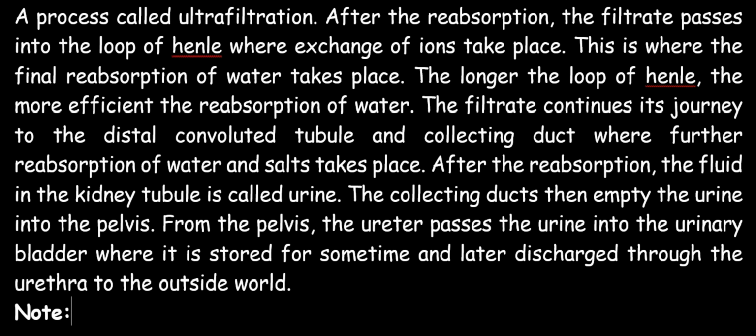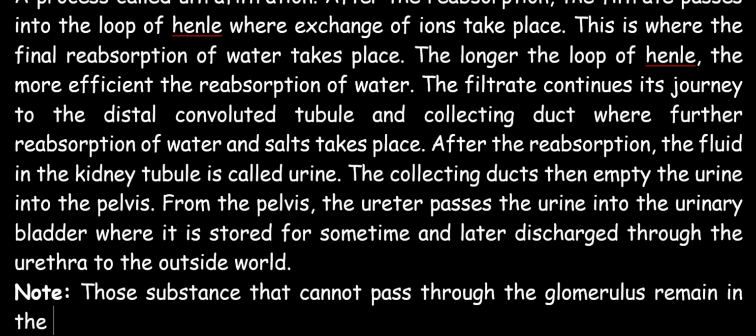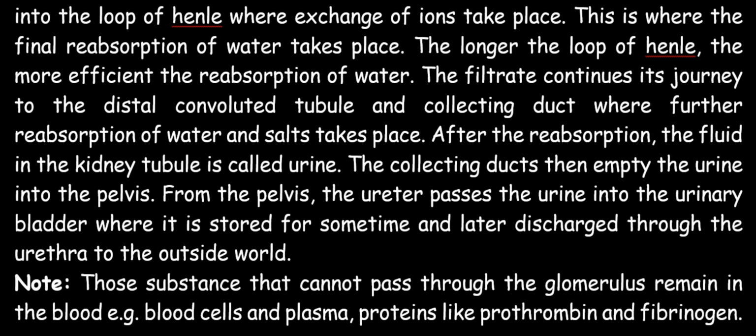Take note of the following. Those substances that cannot pass through the glomerulus remain in the blood, and they include substances like blood cells and plasma proteins like prothrombin and fibrinogen. Now we have looked at the formation and discharge of urine by the kidney.